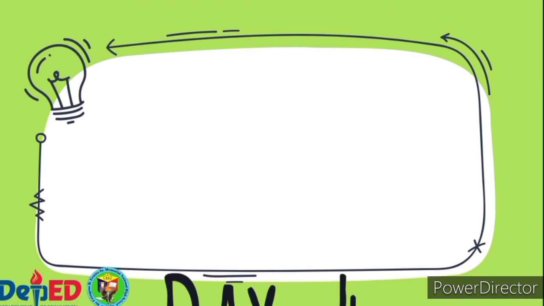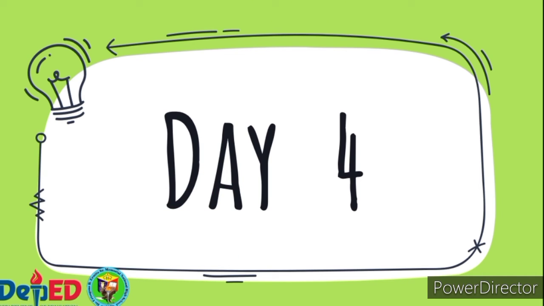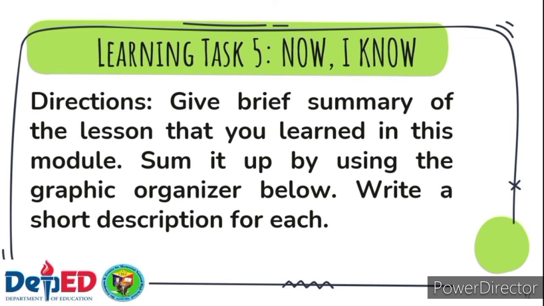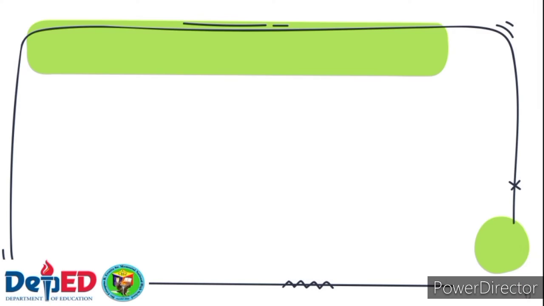Day 4. This time, you are going to show your understanding by writing a summary of what you have learned in this lesson. Learning Task 5. Now I know. Give a brief summary of the lesson that you learned in this module. Sum it up by using the graphic organizer below. Write a short description for each.